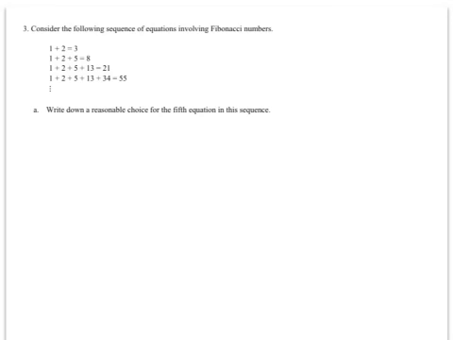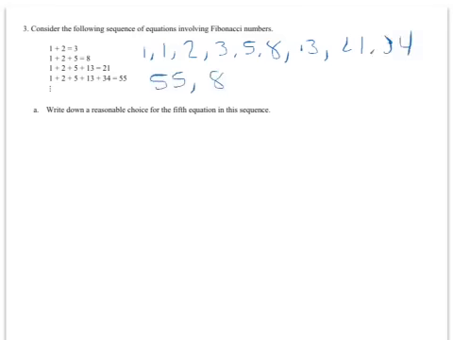So remember, the Fibonacci numbers go 1, 1, 2, 3, 5, 8, 13, 21, 34, 55, 89, 144, etc. Okay. So there are my Fibonacci numbers.